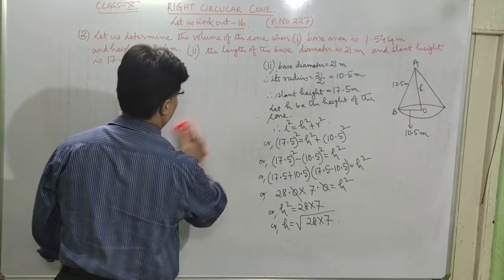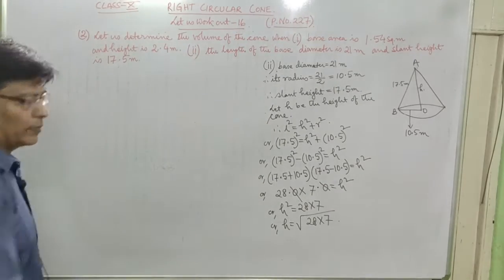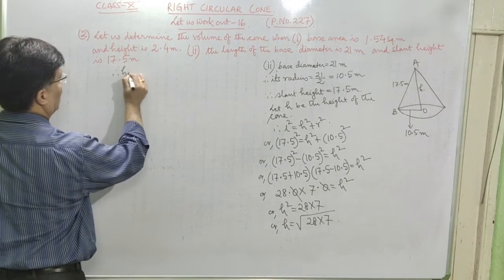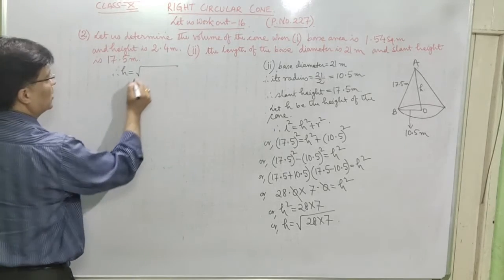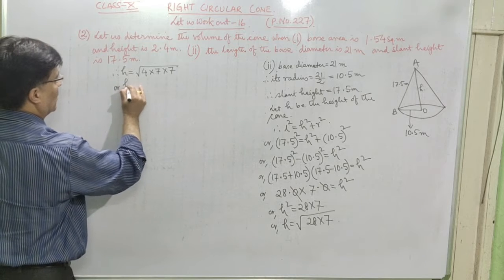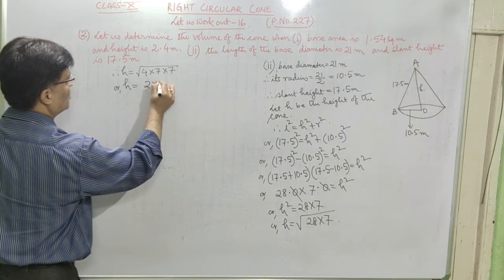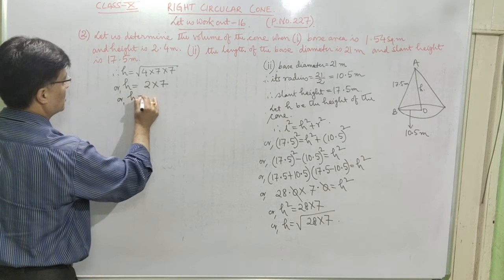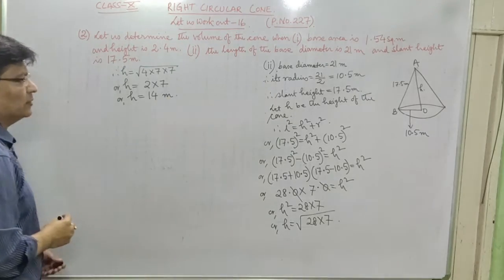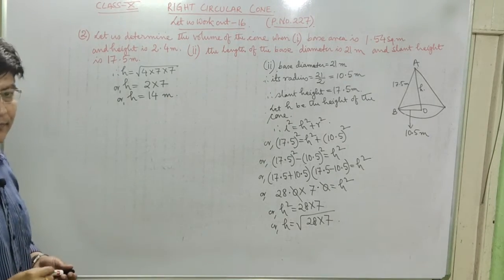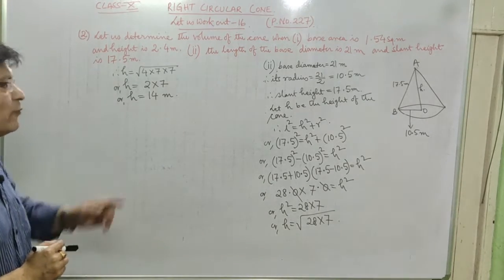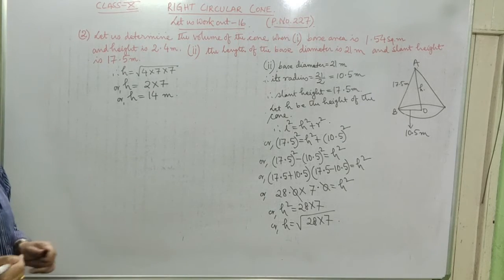Now let us simplify them. 28 can be written as 4 into 7. Therefore, h is equal to, within the square root, what is 28 here? 4 into 7 into 7. Or h is equal to, what is the square root of 4? 2. Square root of 7 into 7 is 7. Or h is equal to 2 into 7, which is 14. What is the unit? The unit here is meter. Is that clear? So we have calculated the height of the cone. So what is the value for h? It is 14 meter.